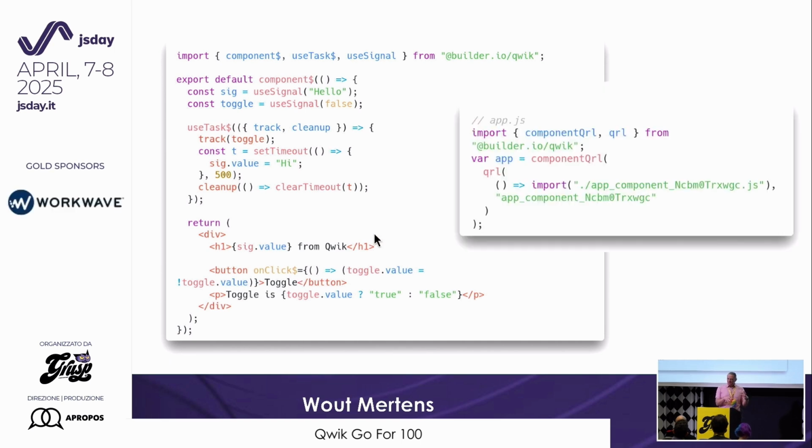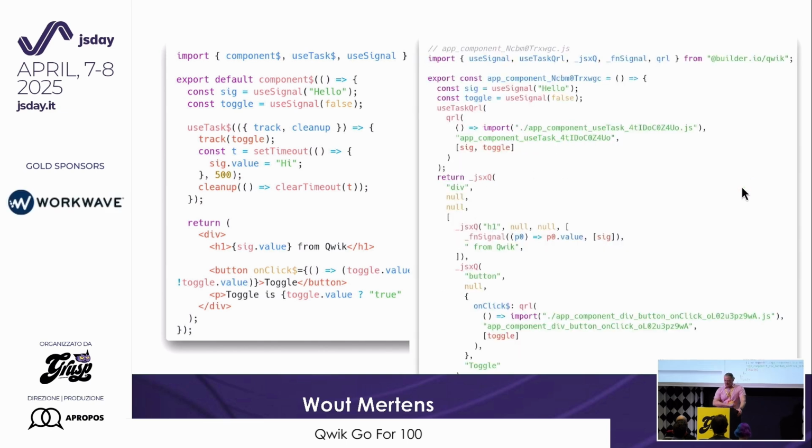The optimizer takes this file and cuts it in pieces. The first piece is the application. So this is basically what we call the parent. And as you can see, we have application is component QRL instead of component dollar. And then a function, some import, and some name. But all the rest is gone. And then let me give you the name again. So here we have app component blah. And here we have the same app component blah. This is the contents of this function, a little bit expanded and moved into a separate file.